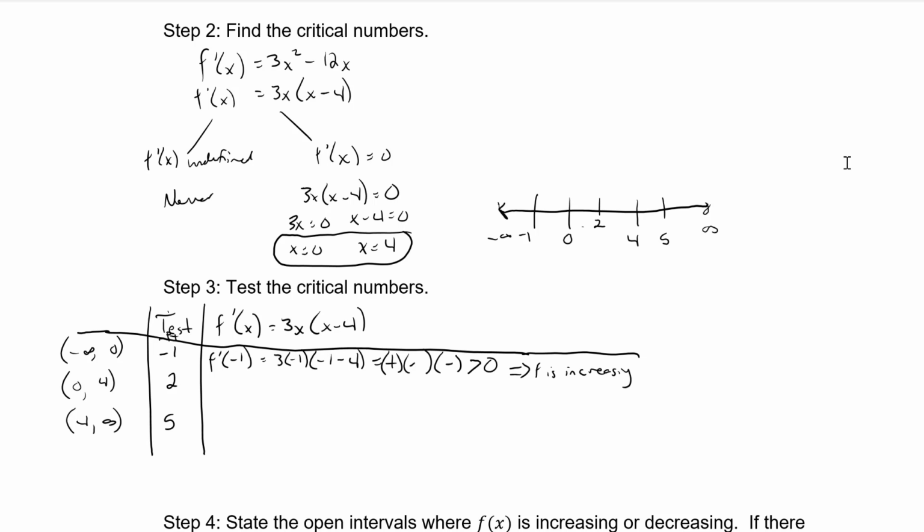Similarly, for our next test point on the interval 0 to 4, we picked 2. So f prime of 2, well, that's 3 times 2 times 2 minus 4. So 3 is still positive, 2 is positive. So we have a positive times a positive times 2 minus 4. So that's going to be a negative number. Positive times positive is positive, and then a positive number times a negative number is going to be a negative number, so less than 0. So that tells us what? f is decreasing.